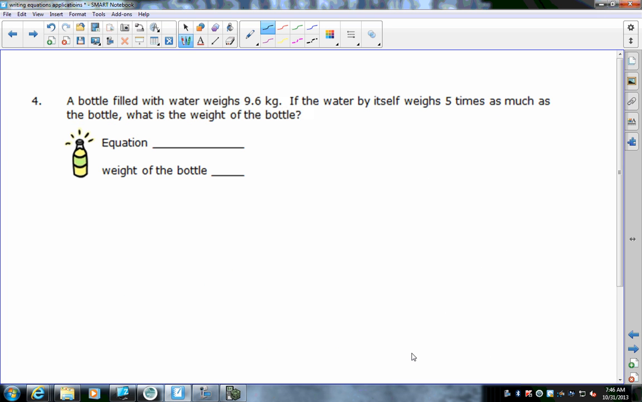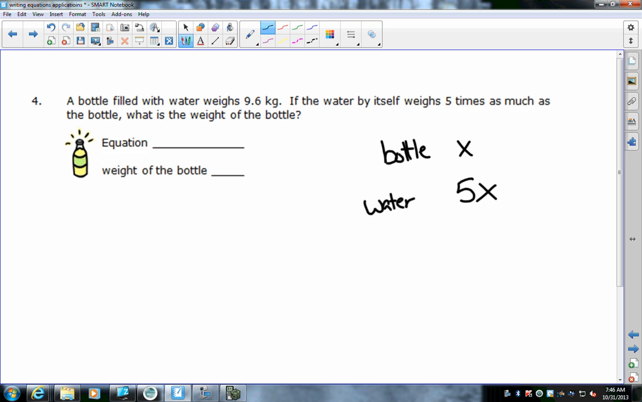Number 4. Let's see here. Number 4 says a bottle filled with water weighs 9.6 kilograms. If the water by itself weighs 5 times as much as the bottle, what is the weight of the bottle? Do we know the weight of the bottle? No? All right, so the bottle, we don't know how much that is, so I'm going to make that x. The water weighs 5 times as much as the bottle.